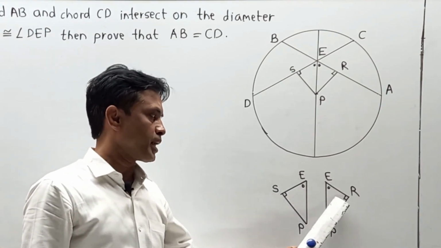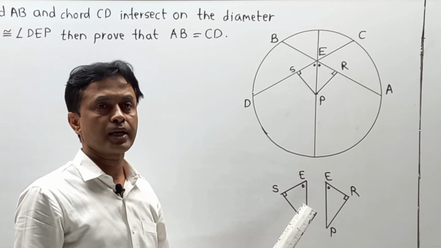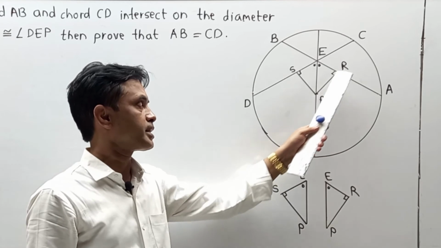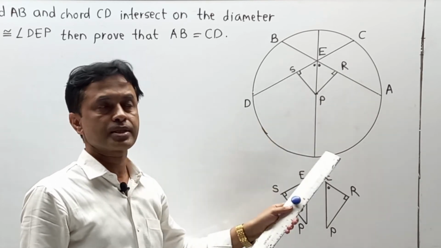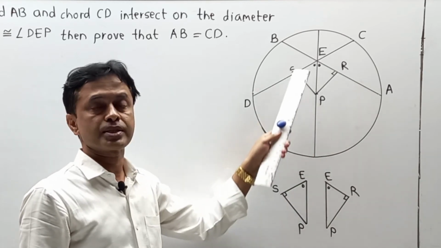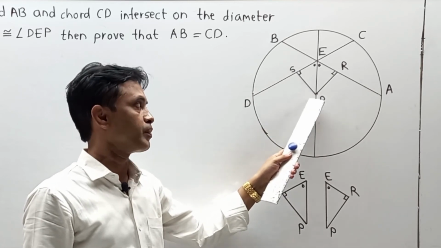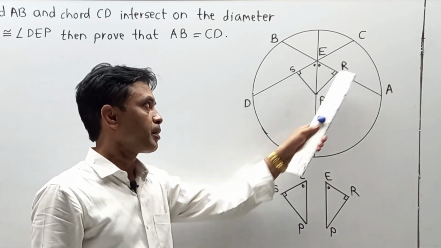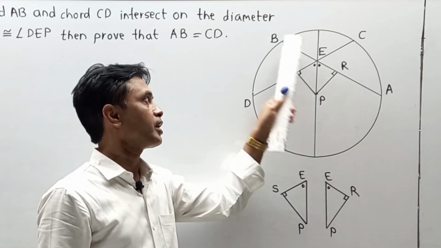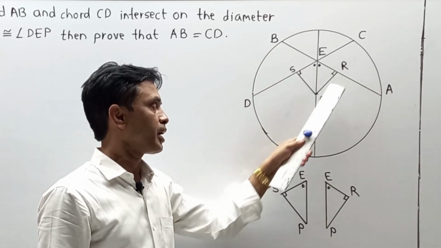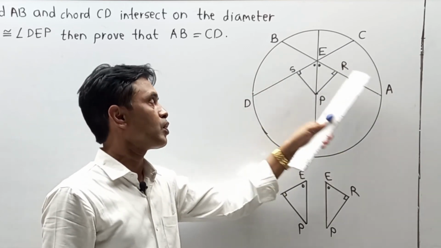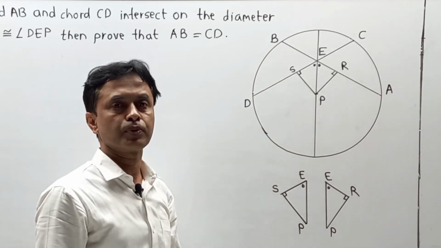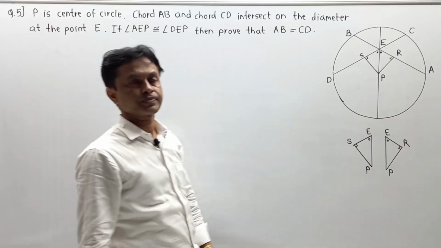Now, when these two triangles are congruent, naturally their respective sides and respective angles must be congruent. So we can say that PR is congruent to PS. By construction, we have drawn PR and PS as perpendiculars on the chords. If the perpendicular distances are congruent, automatically the chords are congruent. If PR is equal to PS, naturally chord AB equals chord CD. In this way, we are going to prove it. So please pay attention.